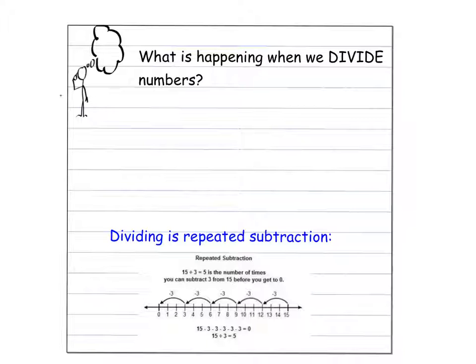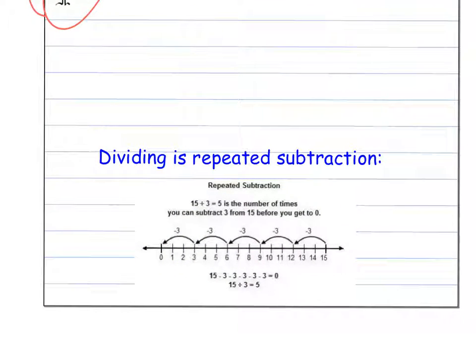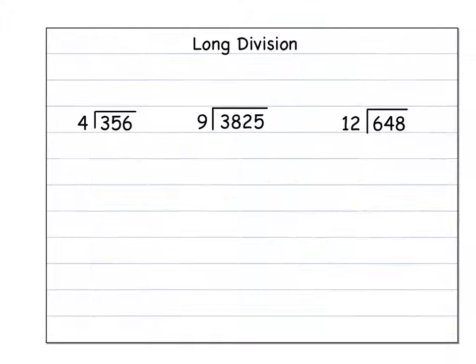Remember, whenever we see this logo, it just reminds us that that's something to think about. As we're going through, what is happening when we divide numbers? If you look down at the bottom here, dividing is repeated subtraction. So they give us this example, 15 divided by 3. If you were to take 15 and continually subtract 3 five times over, 1 time, 2 times, 3 times, 4 times, 5 times, you would eventually get to 0. So the amount of times that we subtracted, that 5 times we subtracted 3, tells us our answer.